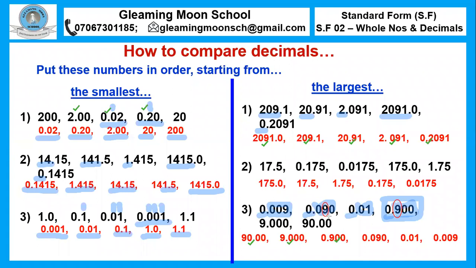this one has a 100th value, and this one also has a 100th value. But look at the digits. This one is 9. This one is 1. 9 and 1, which one is bigger? 9 obviously is bigger than 1, and that is why our next number is 0.090 followed by 0.01.